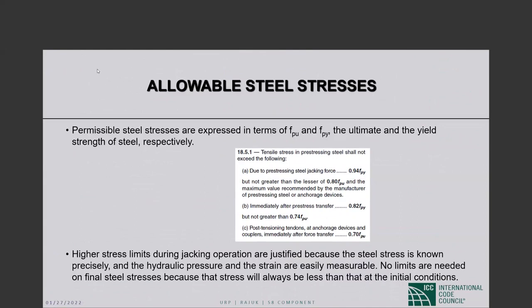What I mentioned to you before was the stress in the concrete. ACI also imposes stress limits on the steel itself, because you don't want the steel to be overstretched. Am I right? There are limits on the steel stresses. So here are the limits. These are expressed in terms of these two factors.